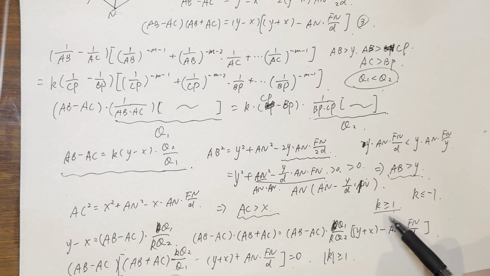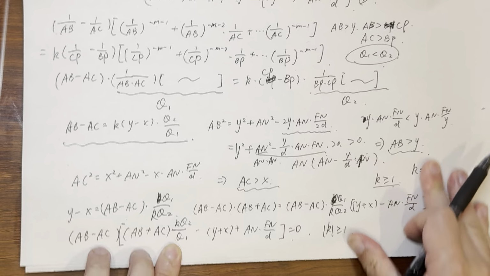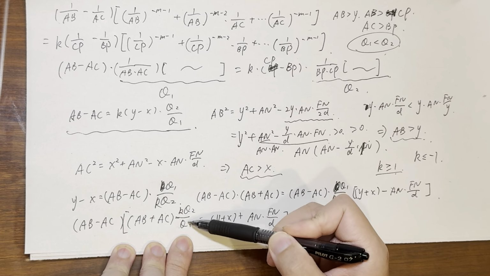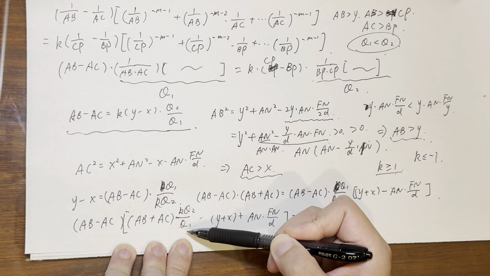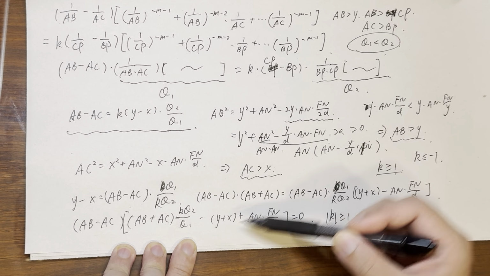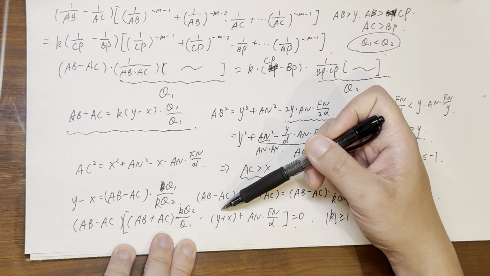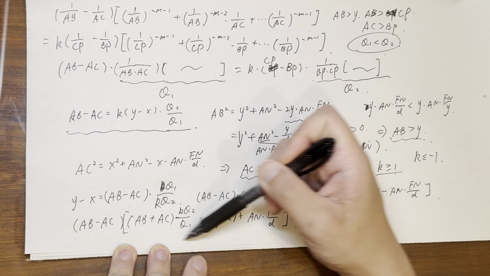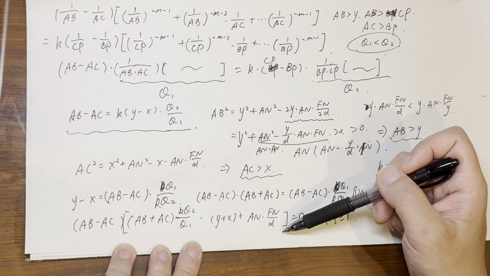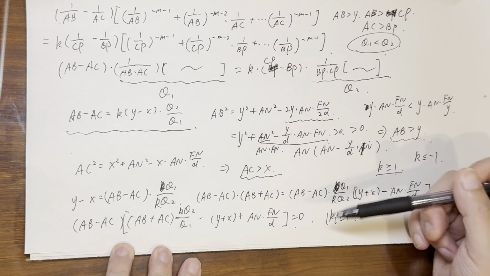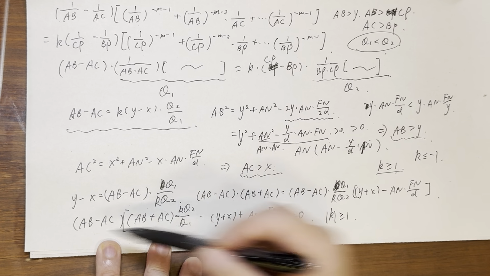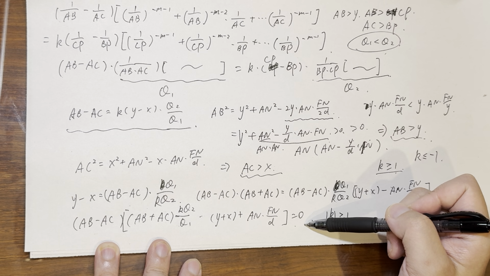So if K is larger than 1, that means AB plus AC times a number that is larger than 1 minus y plus x. We already know that AB plus AC is larger than y plus x. So this part is larger than 0, and this part, of course, is larger than 0. Which means AB has to equal AC, because then the product would be valid, right, equal to 0.